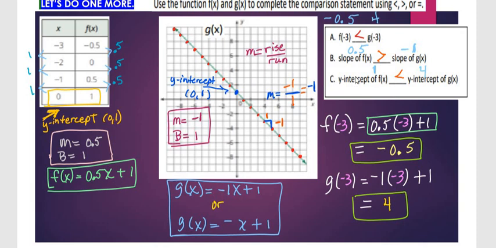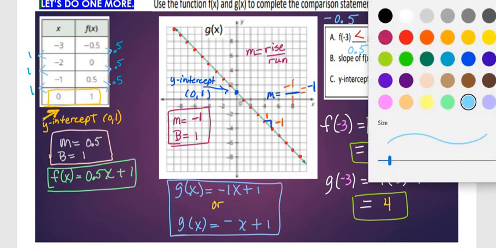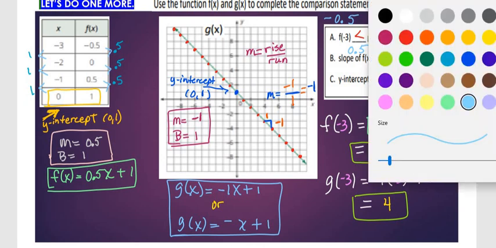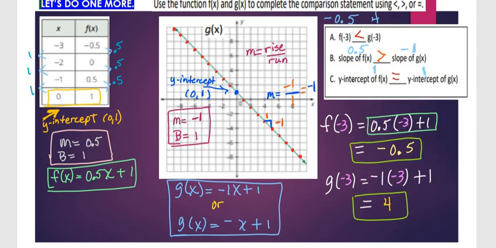Now my y-intercept, y-intercept right here, for when we're looking at my y-intercept, you see that I have the y-intercept of f of x is 1. My y-intercept of g of x is also 1. So the y-intercept of f of x is 1, and the y-intercept of g of x is also 1. And so when you're comparing these, you see that these are equal.